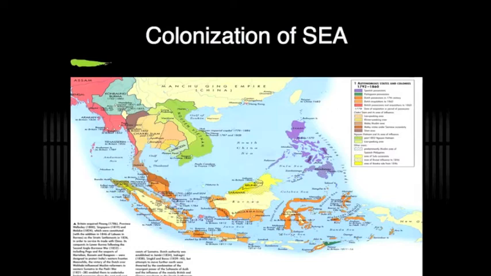By 1913, the British occupied Burma, Malaya, and the Borneo territories. The French controlled Indochina, and Indochina is present-day Vietnam, Laos, and Cambodia. The Dutch ruled the Netherlands East Indies, basically Indonesia, and Portugal held Portuguese Timor.